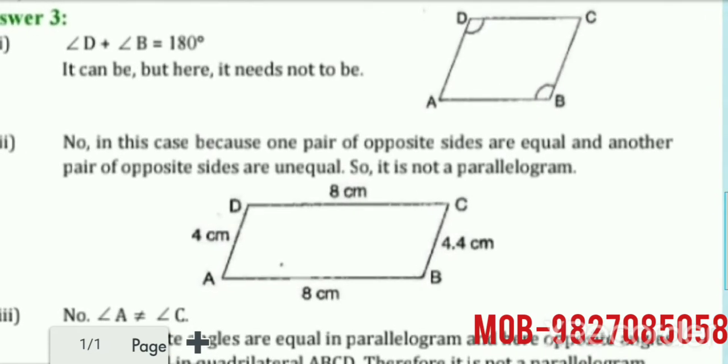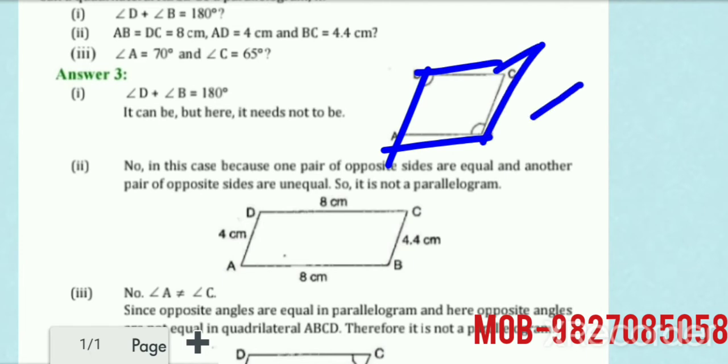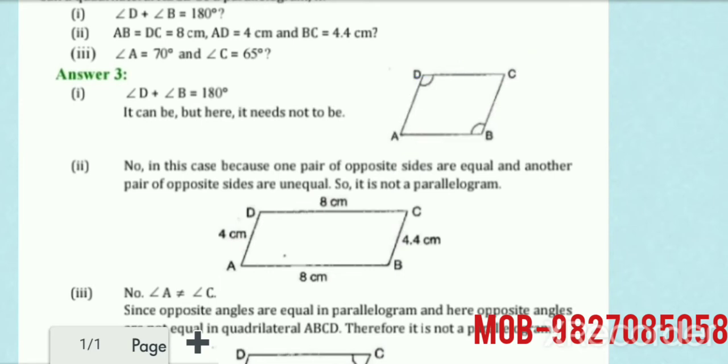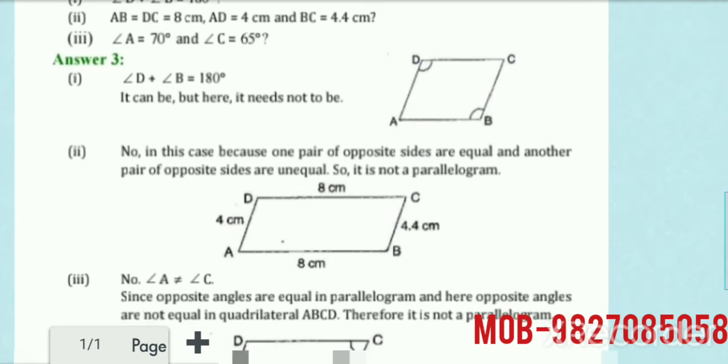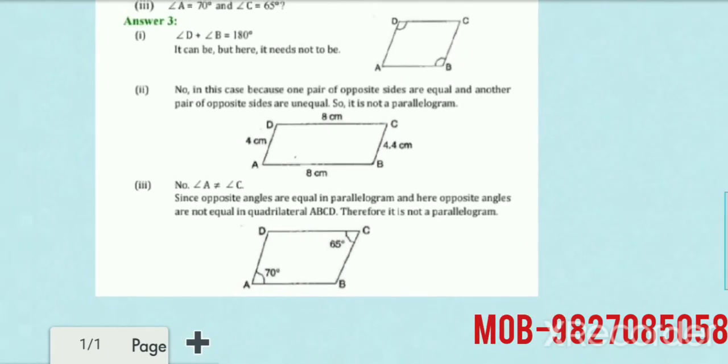Here they are obtuse angles. Okay, more than 90, so they are not adding to 180. Second, AD and DC are 8 centimeters and AD is 4 centimeters, BC is 4.4, means this side is bigger, so we cannot say, because opposite sides are equal in a parallelogram, so this is not a parallelogram. Next, A is equal to 70 and B is equal to 70 and C is equal to 65. So this is not equal, because opposite sides of a parallelogram are equal. This is the property of a parallelogram. So all are not possible.